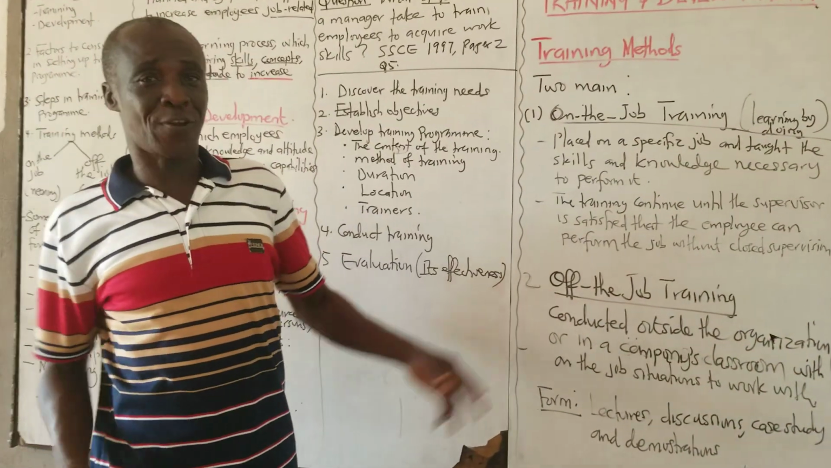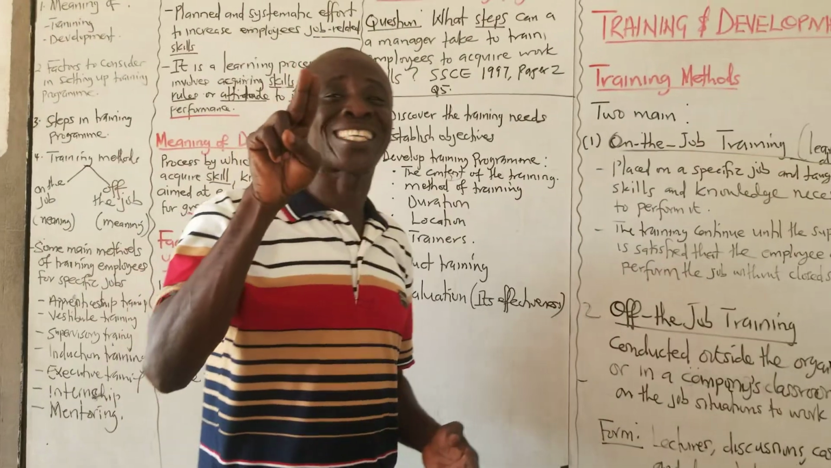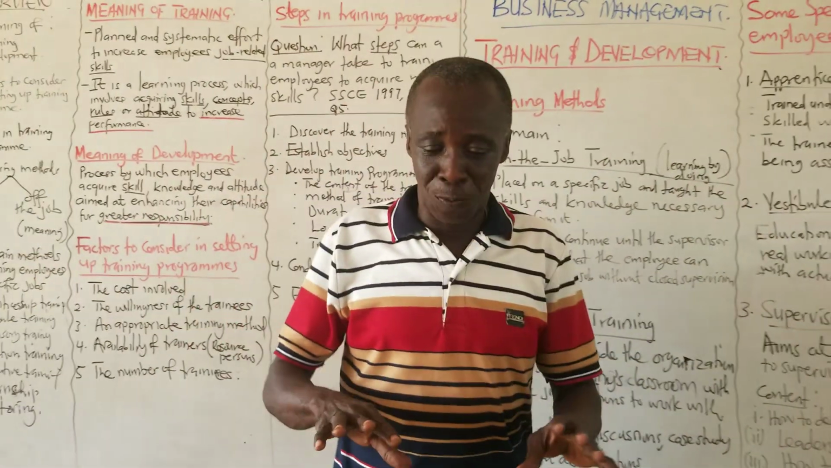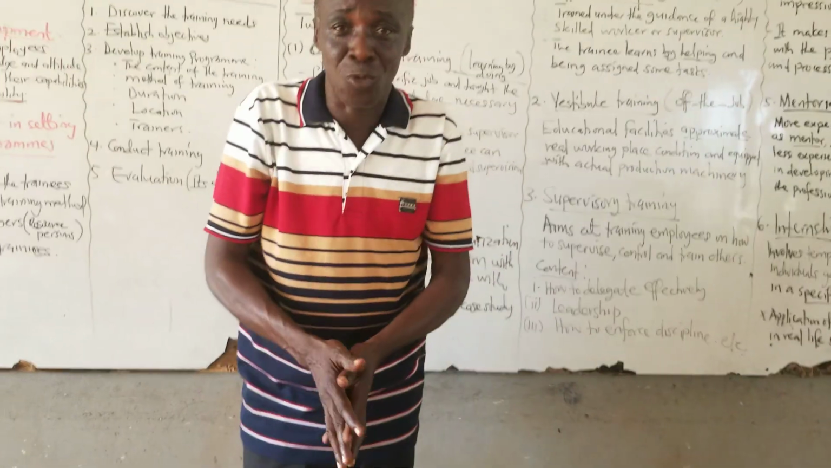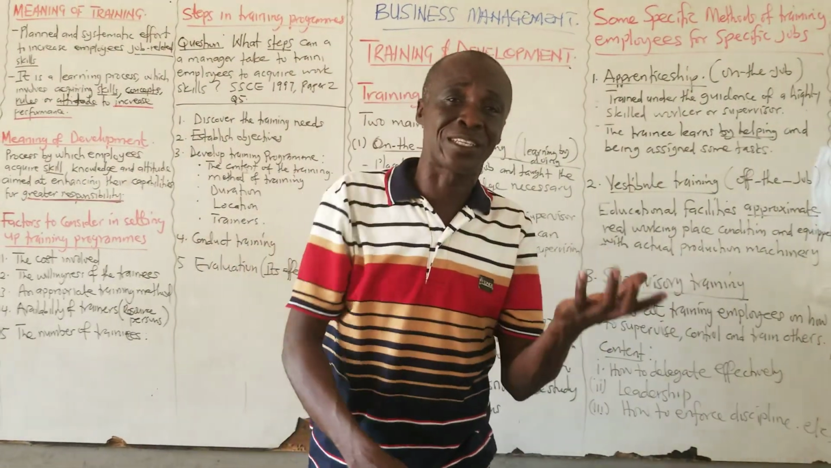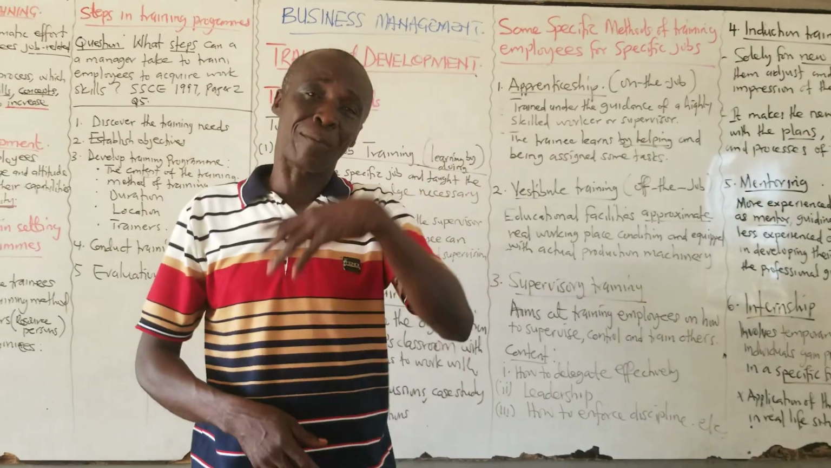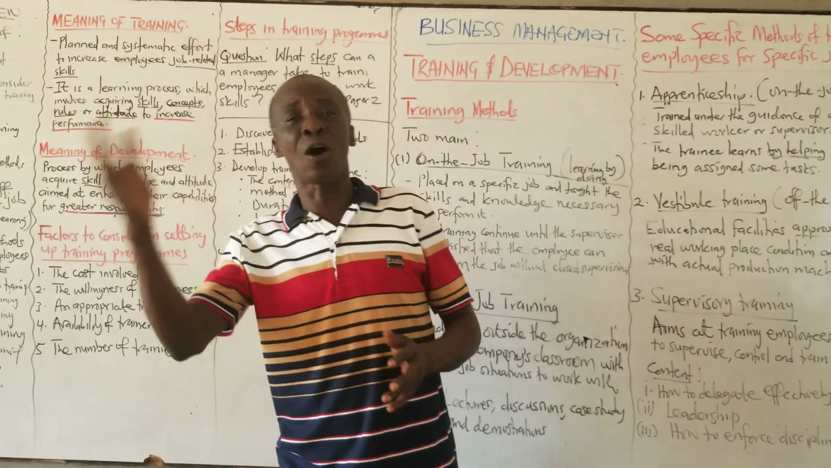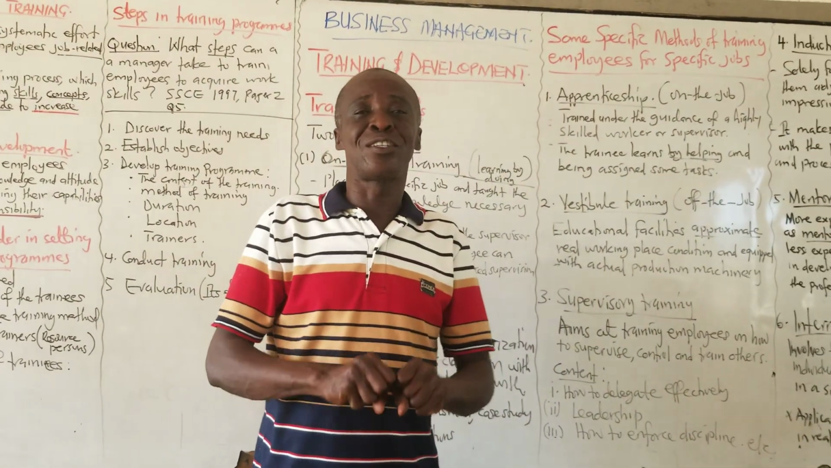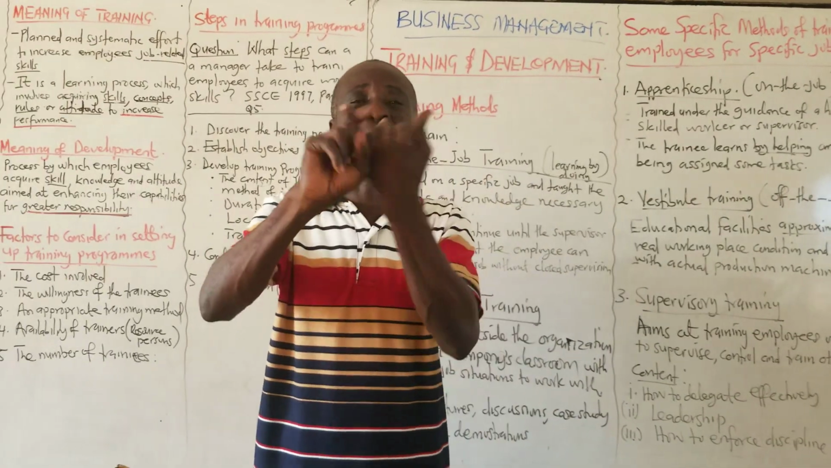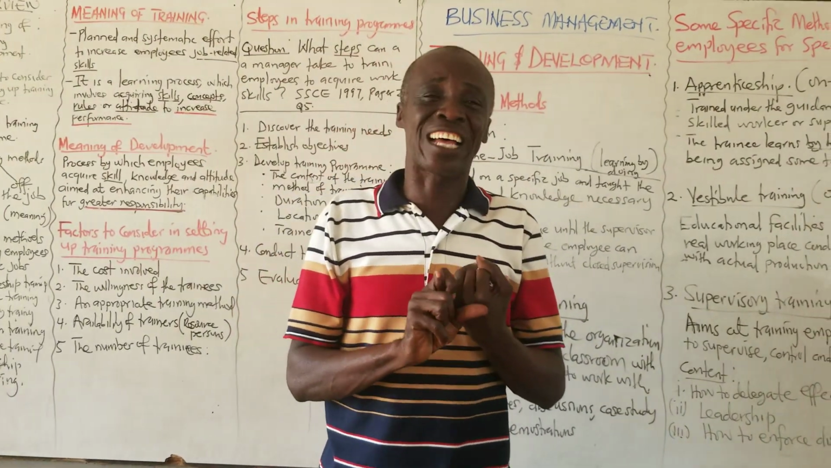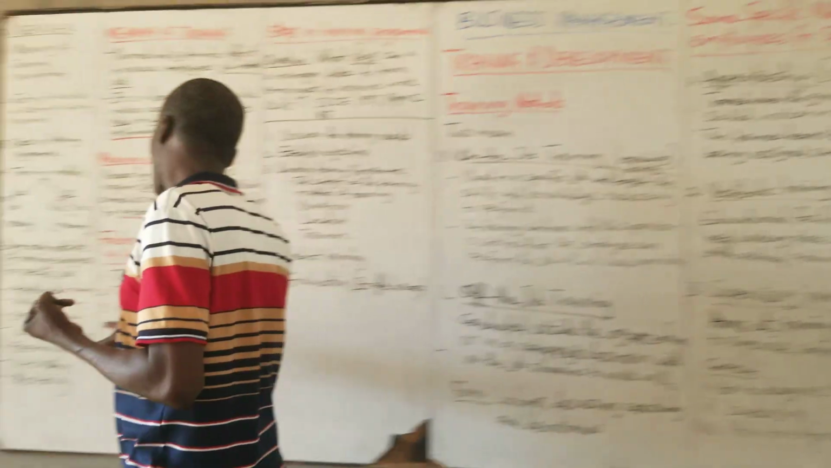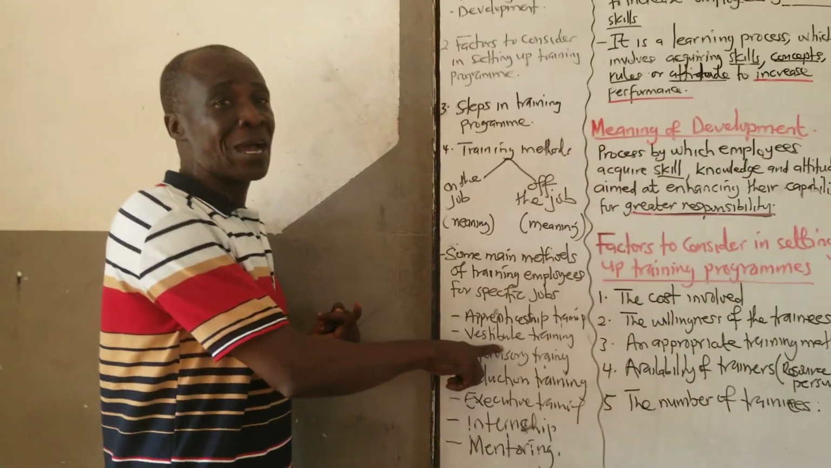When you say off the job, two things happen. If it is on the job, then you are at the work environment where you have the machines and whatever you are working with. So you are actually working, and there's somebody watching you, somebody coaching you. But when we say off the job, then you leave the work environment. Number one, some organizations may have a classroom where they train their workers. So then you go to that classroom. That is what they call vestibule training program.